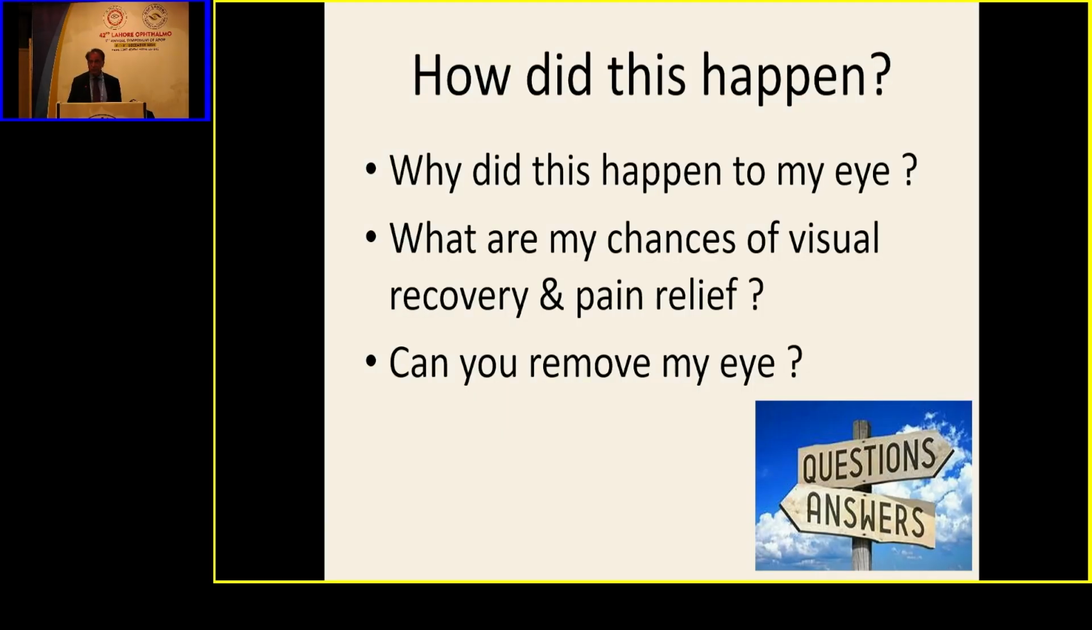How did it happen? This is the very common thing. Why did it happen to my eye? My mother had that operation, and it didn't happen to her. So what are the chances of visual recovery and pain? Do not give false reassurance that yes, everything will be fine. Once endophthalmitis has happened, nothing ever turns out fully fine. It's very, very rare that the patient will get 6/6 vision. If it happens, he will be a very, very lucky man.